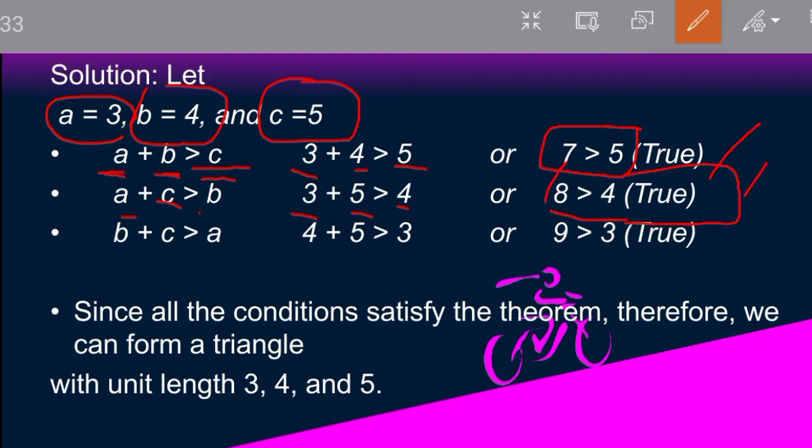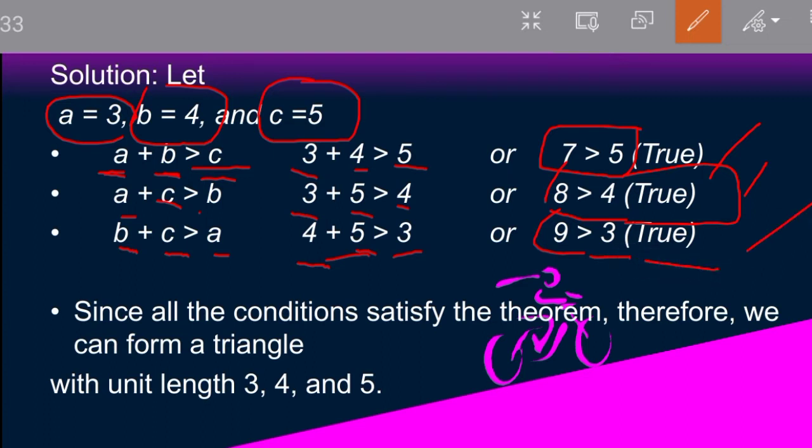Next, B plus C is greater than A. Substitute the values. Your B is 4, your C is 5, greater than your A, which is 3. 4 plus 5, that is 9. 9 greater than 3 is also true.